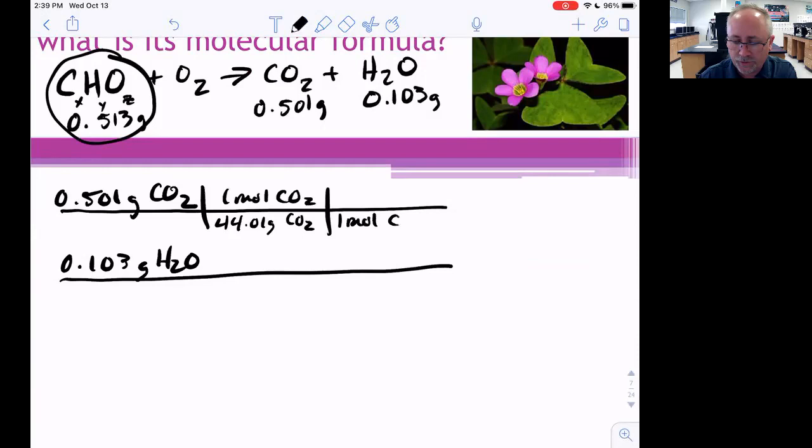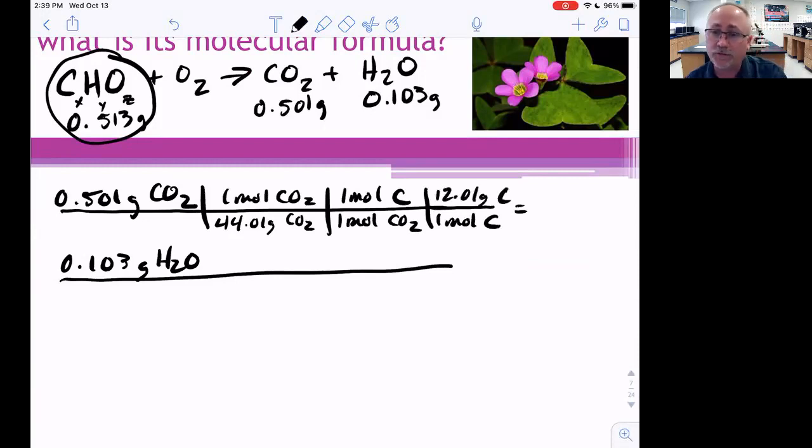1 mole of CO2 has 1 mole of carbon in it, right? And then what is the molar mass of carbon, or the atomic weight, if you like? It's 12.01 grams of carbon. That'll give us our mass of just the carbon that was in the CO2. And all of it came from that acid in the clover leaves at the beginning.